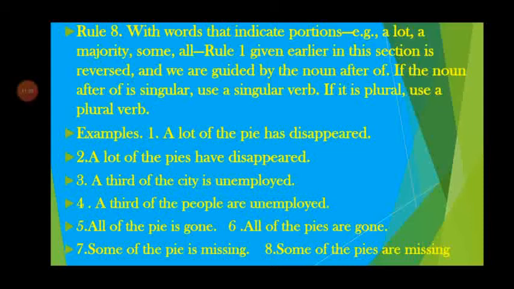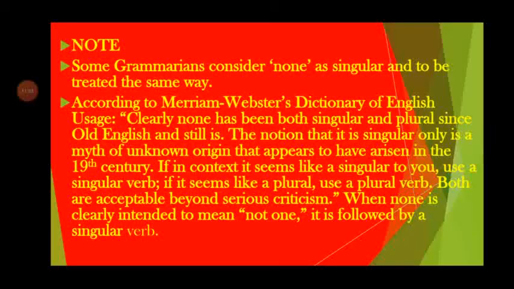"All of the pie is gone." The pie again used as singular. "All of the pies are gone." The pies is plural. "Some of the pie is missing." The pie is singular. Then "some of the pies are missing." The pies is plural, so that's why the verb are is used.